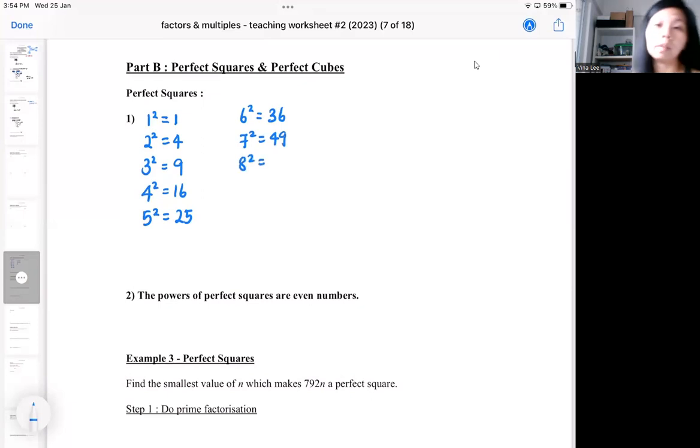8 square is 8 times 8, 64. 9 square, 81. 10 square, 100. So obviously there are some more. I'm just showing you a sample. So which are the perfect squares?